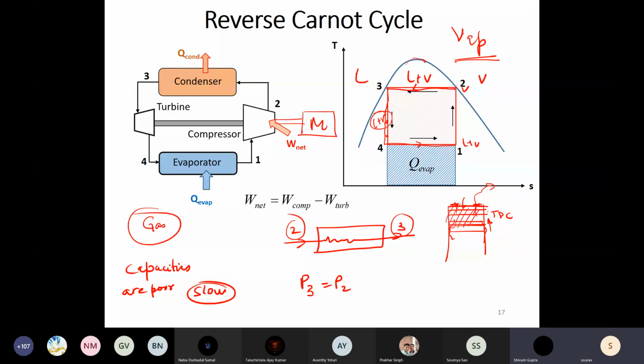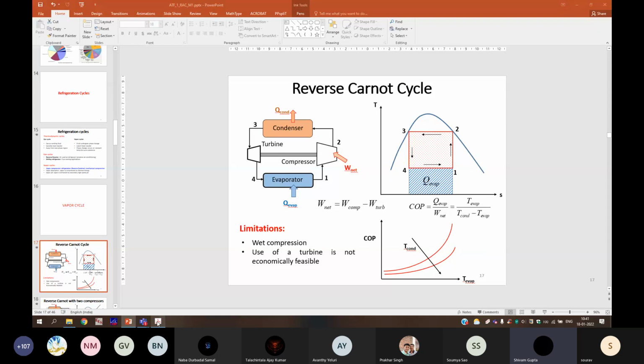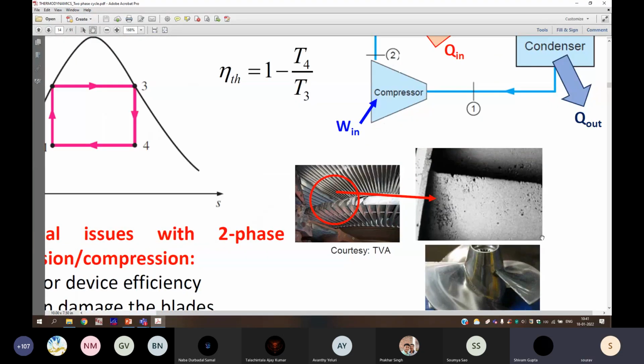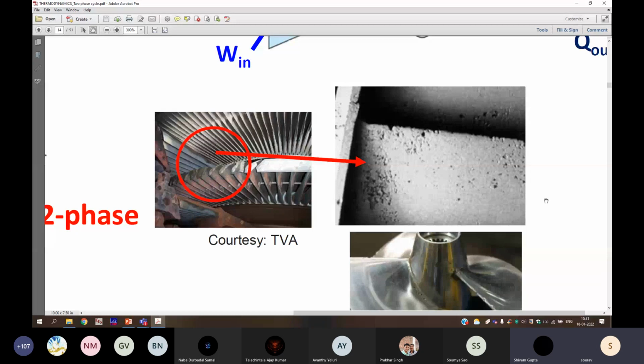And then people have actually tried to operate in the liquid plus vapor region. I will show you some photographs of a turbine which operates in that region. So this is... can you see the rupture to the blades? Can you see the rupture to the blades over here?